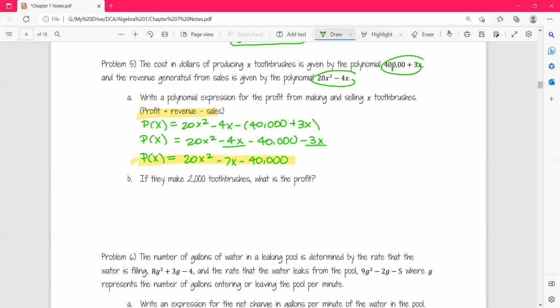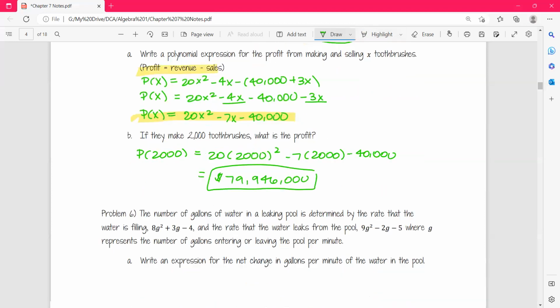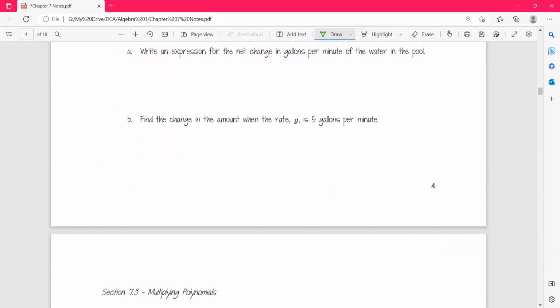If they make 2,000 toothbrushes, what is the profit? All we need to do is substitute 2,000 in for x. And we can put this right into a calculator. And we should get 79,946,000. Okay, right into a calculator, guys. You can type that in. Awesome job. One last word problem for this section.